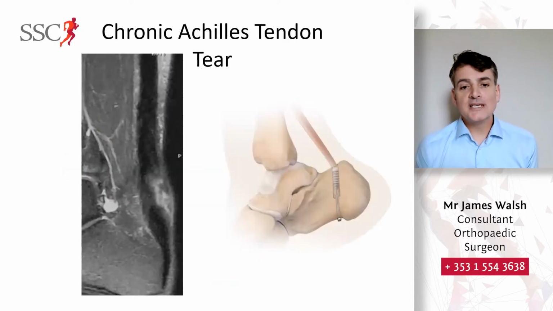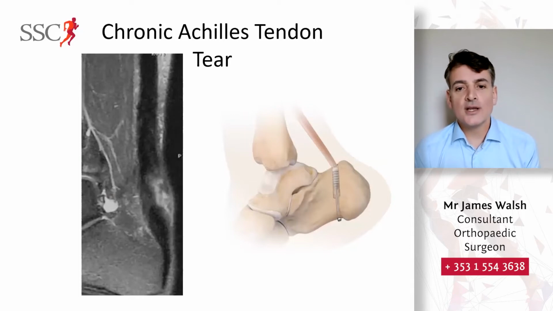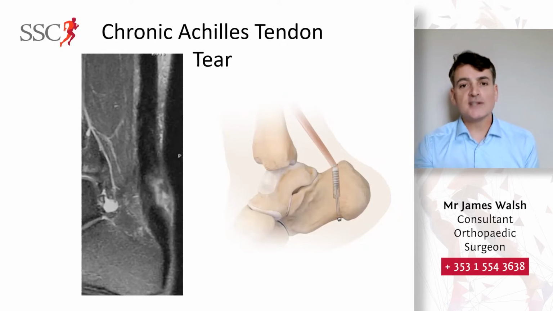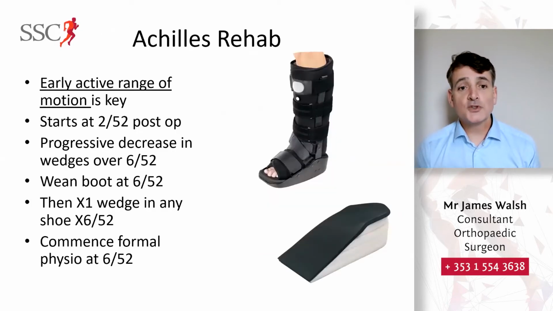And actually what we do with these tears, you can see this chronic thickened area in the Achilles tendon on the left. We take the tendon from your big toe, called your flexor hallucis longus, and we reroute it through the back of your heel. And this works really well for these patients, but it isn't quite as good as your Achilles tendon, as you would imagine. What do we do to rehabilitate these?